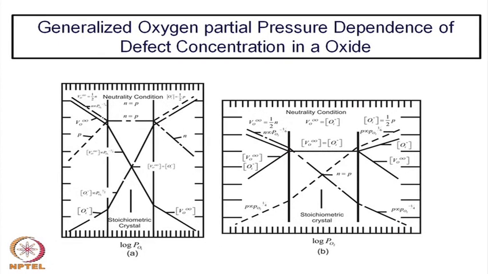Well, this we have discussed when we were discussing the defect structure of different oxides, and this is a generalized picture of the partial pressure dependence of different kinds of possible defects present in an oxide. Okay. So, in general, one can notice here that there are 3 partial pressure ranges. Broadly, they can be divided into 3 ranges.